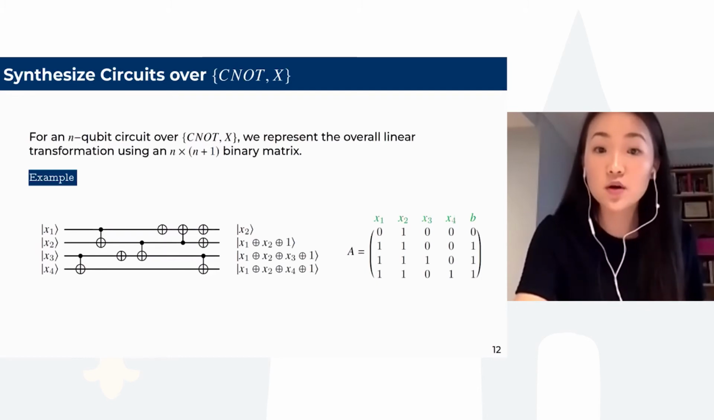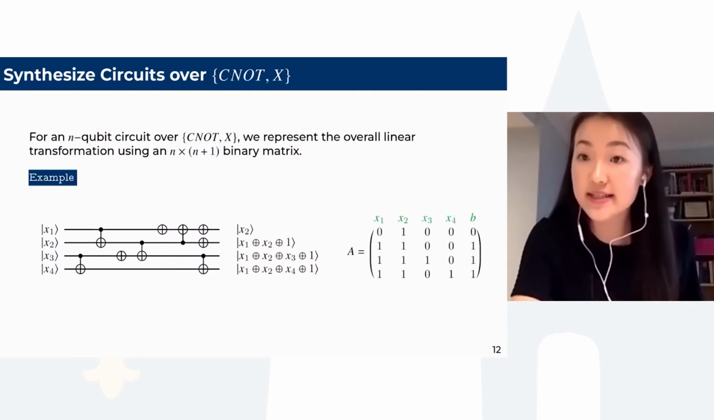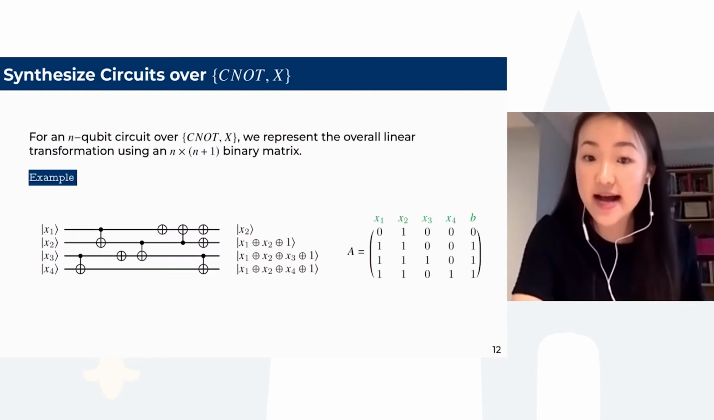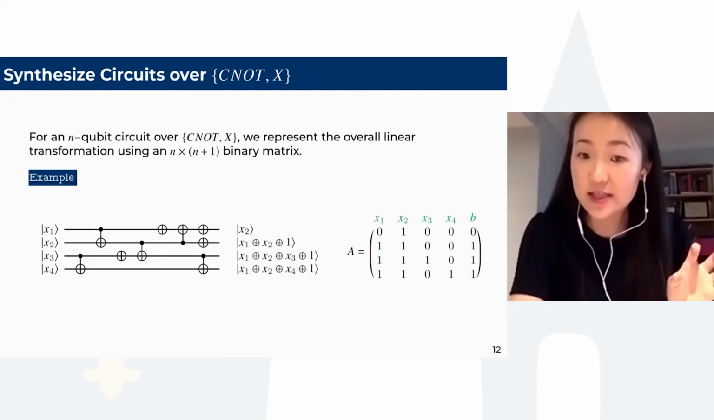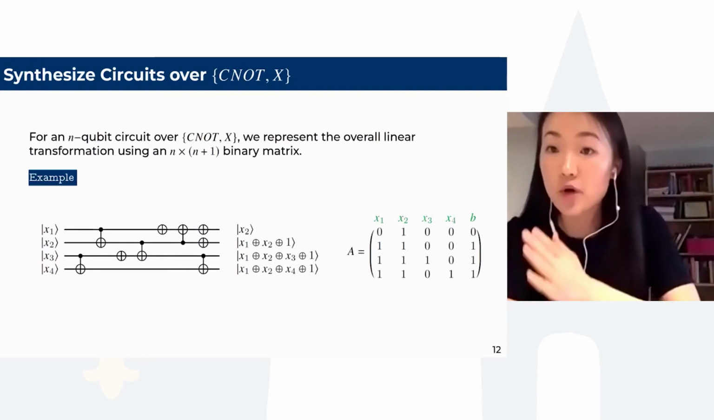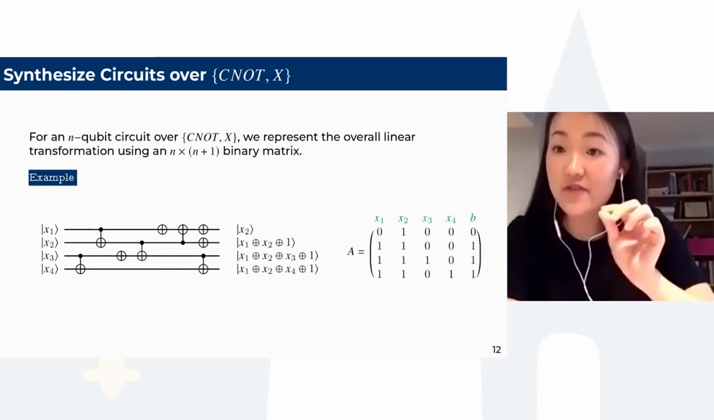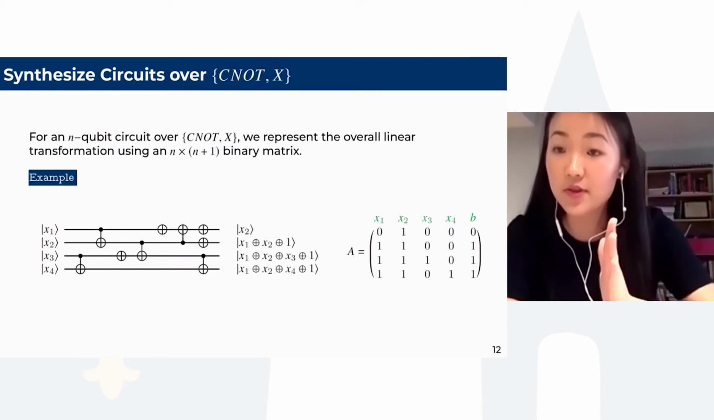For example, below you can see a 4-qubit circuit, and after the state evolution analysis, you'll see that the output has the following states, right? Now, for every output state, we use a row to represent it. On the right, you can see that this A is an augmented matrix where every column represents the initial state variable, x1 to x4, and the last column represents the bit flip.